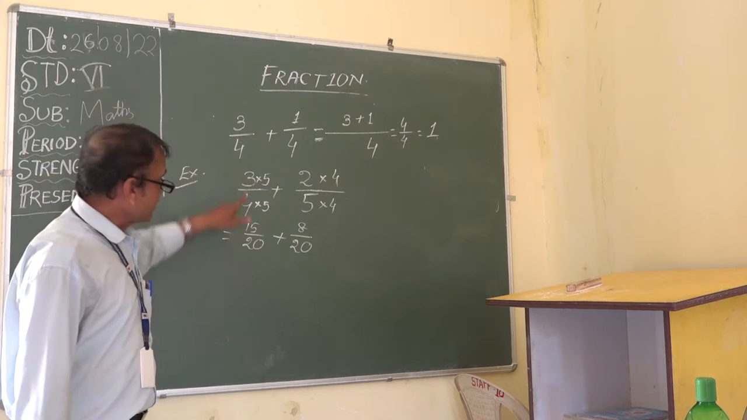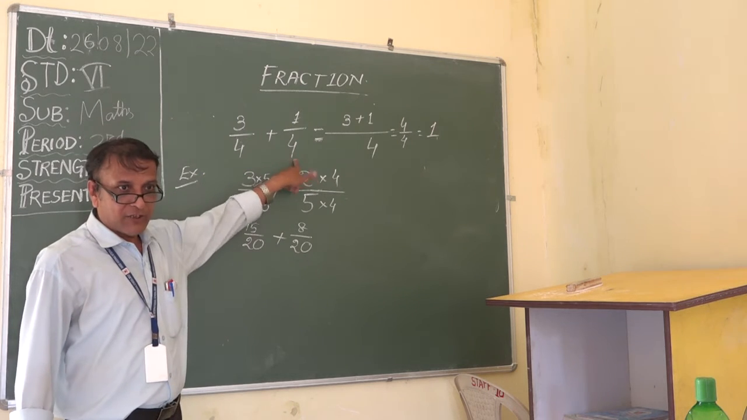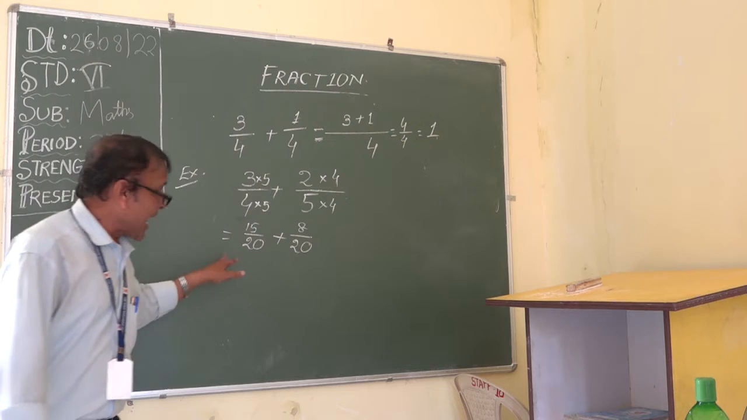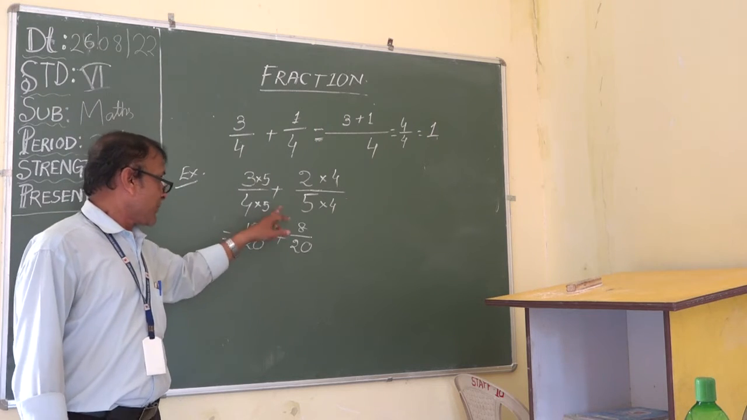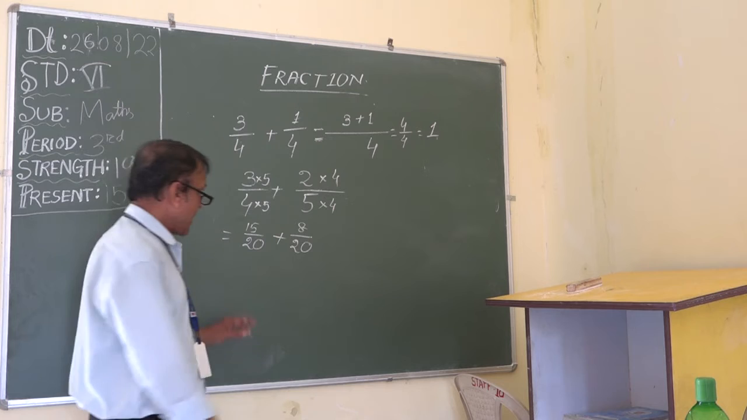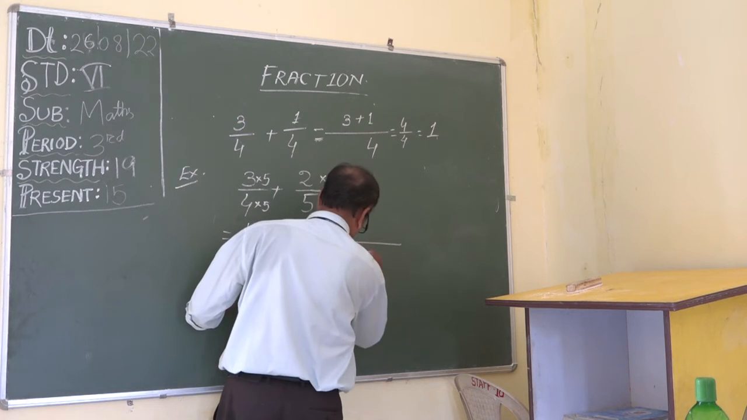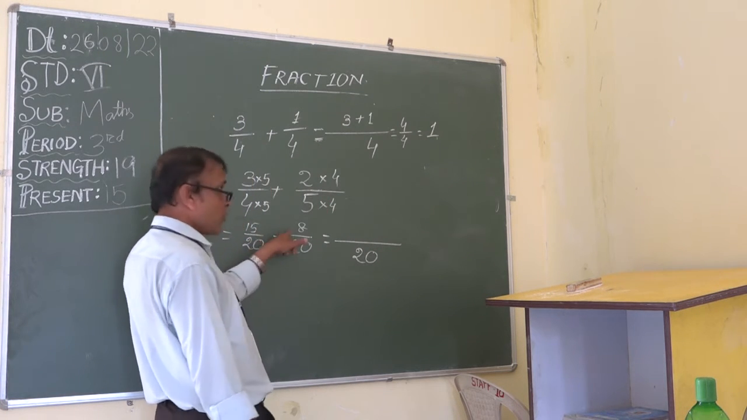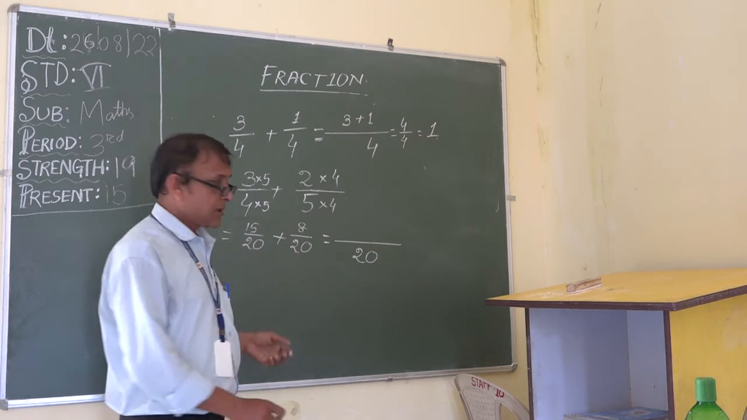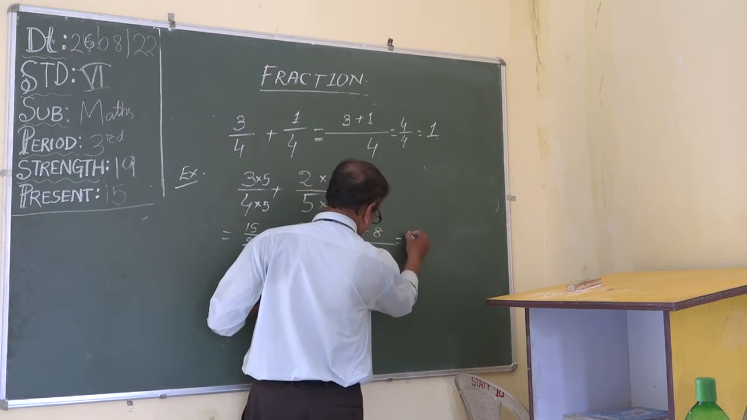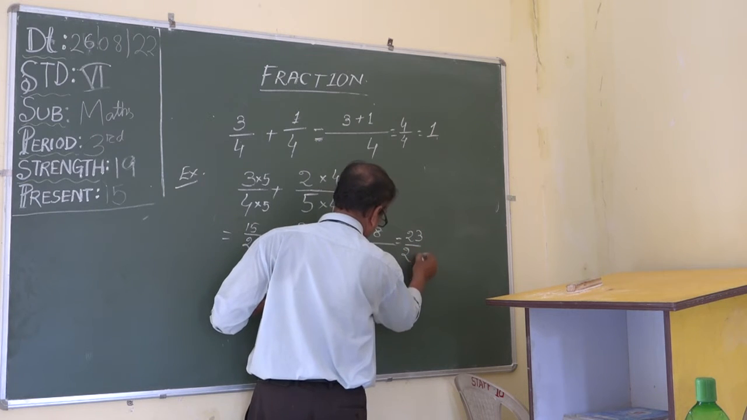20. Now just like the previous question, you see here both had the same denominator 4. Here I made both the denominators equal to 20. Both have become 20. Now both are 20, which means the denominator will be 20, and the numerators will be simply added. So it is 15 plus 8, that is equal to 23 by 20.